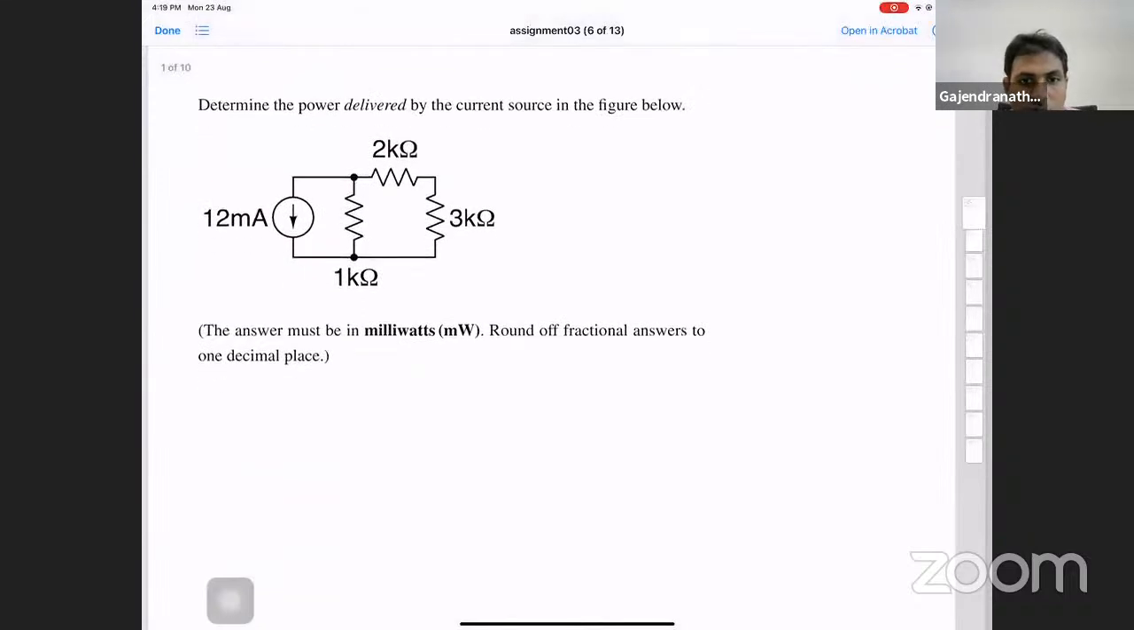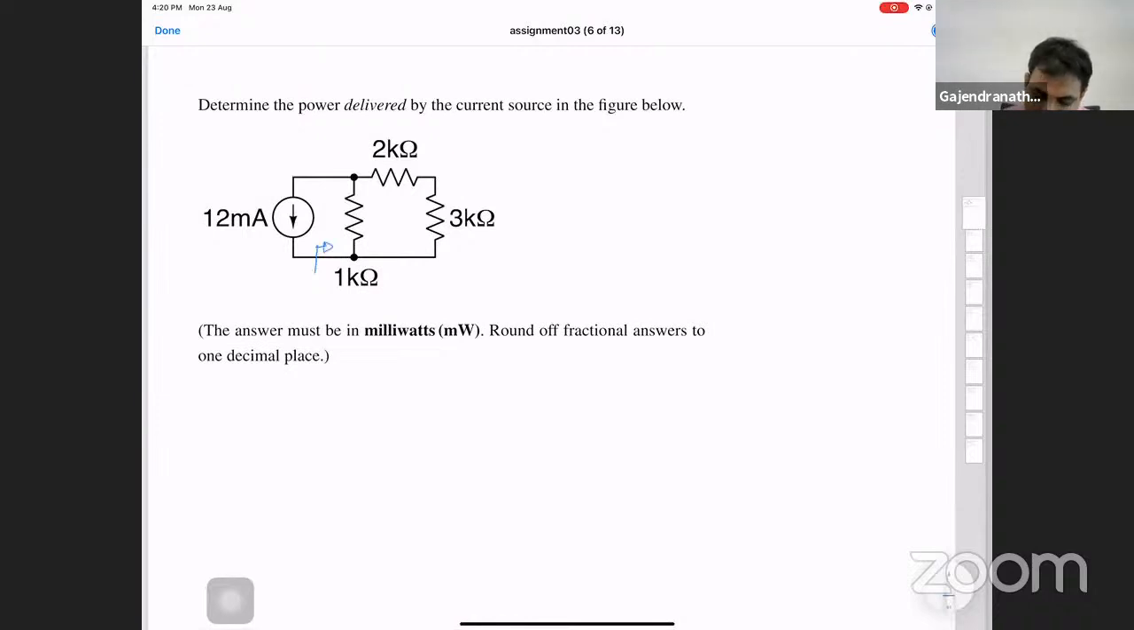Okay, so it's about power and energy. This assignment is meant for that. So let's try to determine the power delivered by the current source in the figure below. We want to calculate the total power delivered by the source, right? For that, we need to know the total resistance.